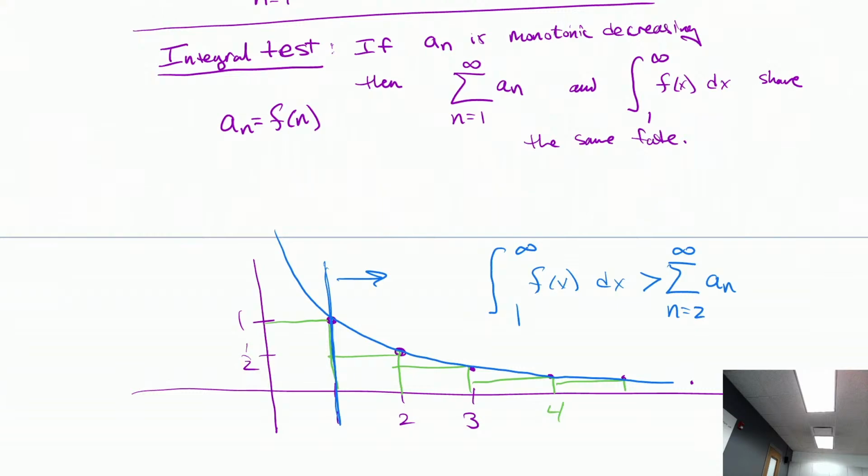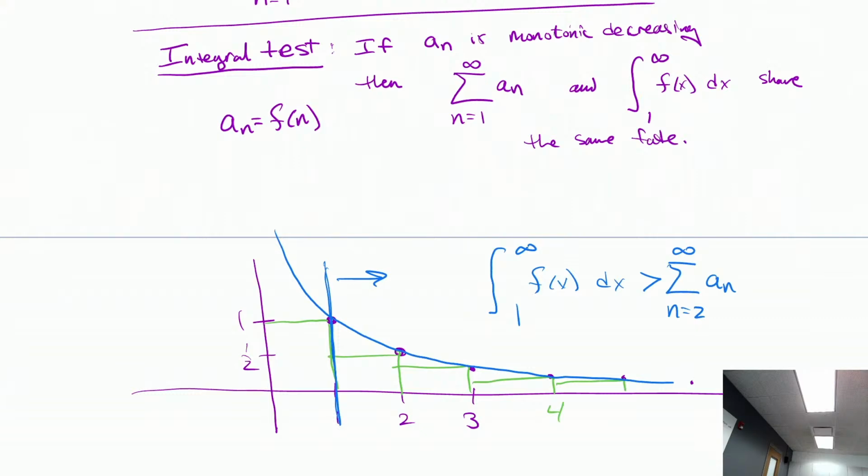In other words, if this integral is finite, then when you add up all of these rectangles, ignore the first one, that's why I started at 2 instead of 1, then the sum of all of those rectangles will be smaller than this integral. So if this integral is finite, this will be finite.